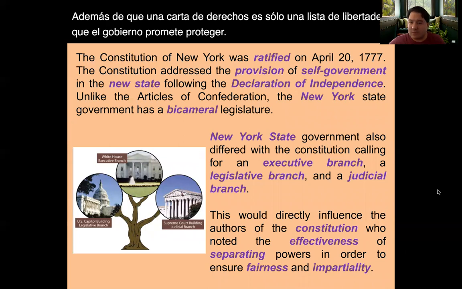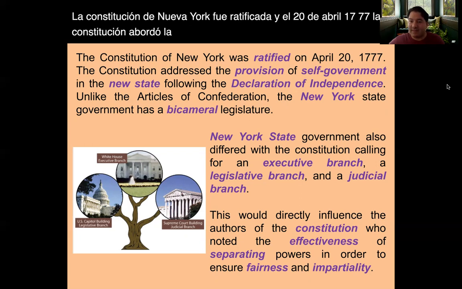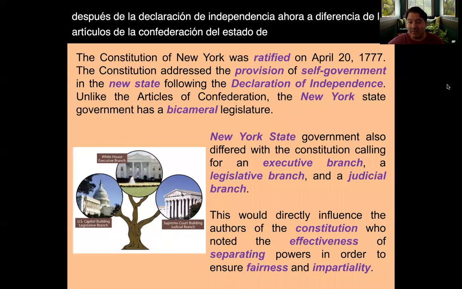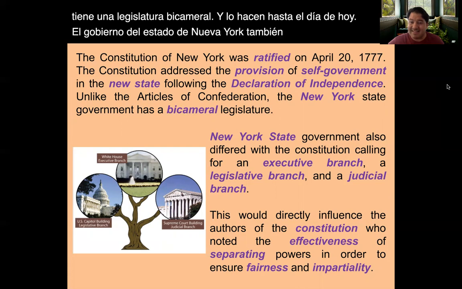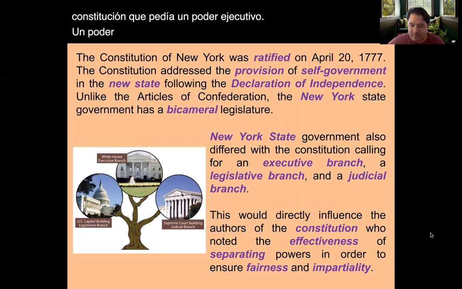The Constitution of New York was ratified on April 20th, 1777. The Constitution addressed the provision of self-government in the new state, following the Declaration of Independence. Now, unlike the Articles of Confederation, the New York State government has a bicameral legislature, and they do till this day. New York State government also differed from the Articles, calling for an executive branch, a legislative branch, and a judicial branch. Now, this is a concept we're going to go into more in depth in our next video.